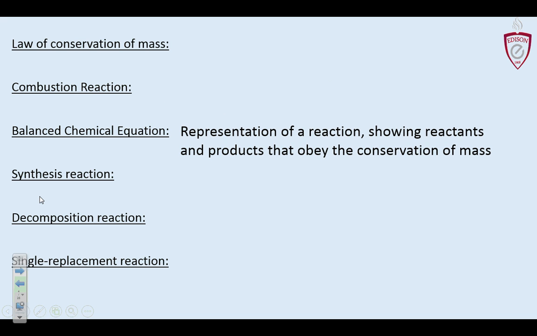A balanced chemical equation is a representation of a reaction showing the reactants on the left and the products on the right, and it obeys the conservation of mass. If it's balanced, I have to have the same number of carbons on the left as I do on the right, same number of oxygens on the left as I do on the right. Right.